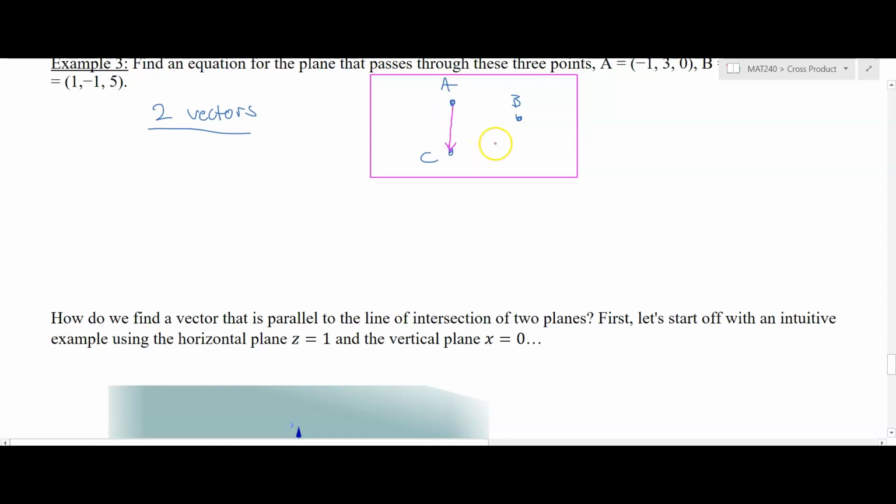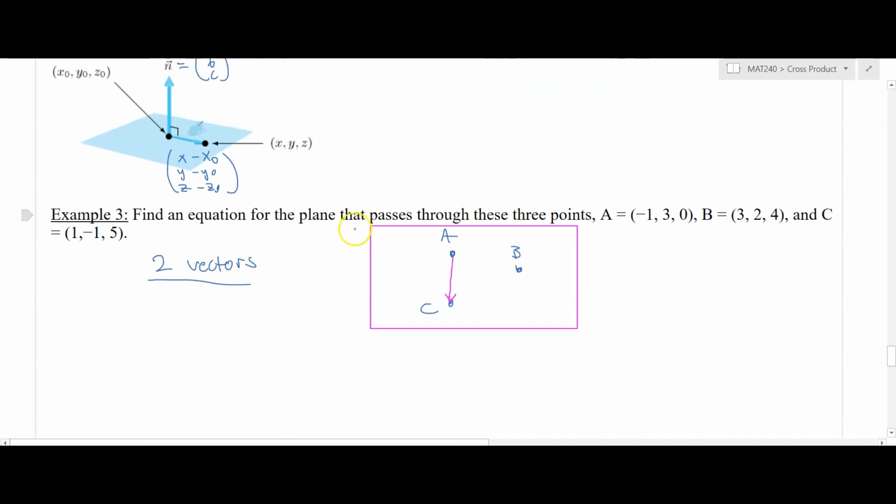So let's form one from A to C. To get a vector from point A to point C, I have to take the displacement. So from A to C, our x component goes from -1 to +1. That's an increase of 2 units. So in other words, we'll do point C minus point A. And that's going to give us 1 minus -1 is 2. -1 minus 3 is -4. 5 minus 0 is 5. So there I have a vector from A to C. And maybe I shouldn't call that C minus A. Maybe I'll just call that vector AC.